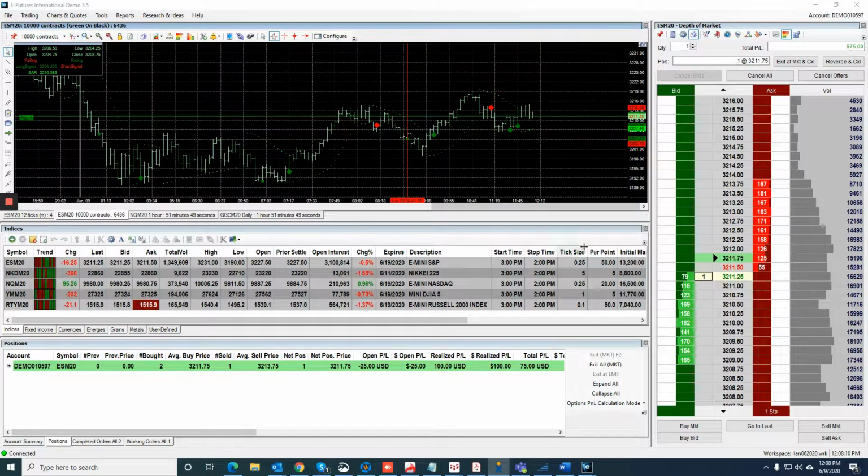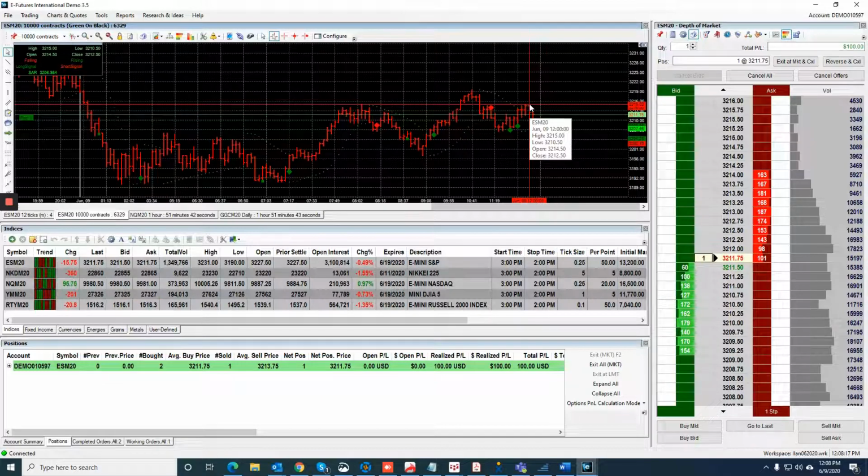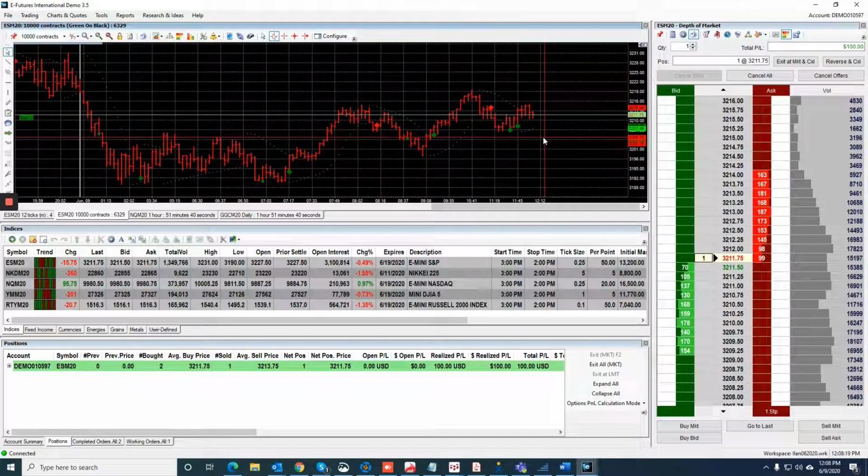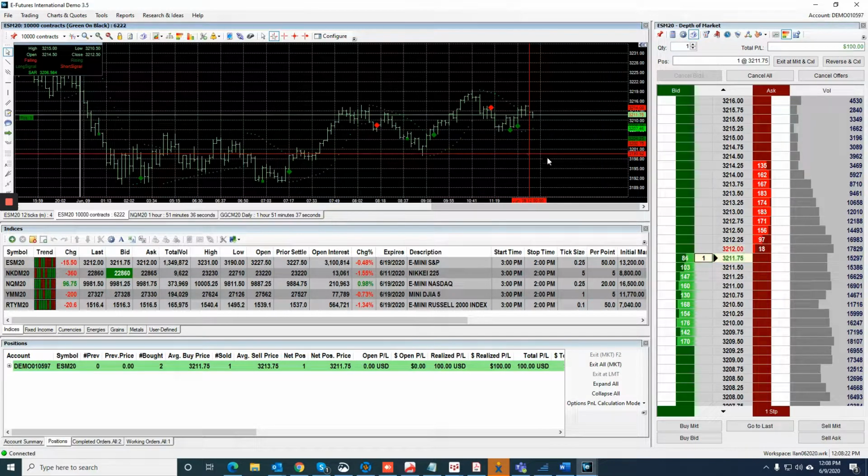So we have a few bars that went by. We made a high of 32.15, and we're dropping from there. And the big question is, I got it at 32.1175. Where do I put this stop? The very conservative stop will be 32.10 because that is the recent low.